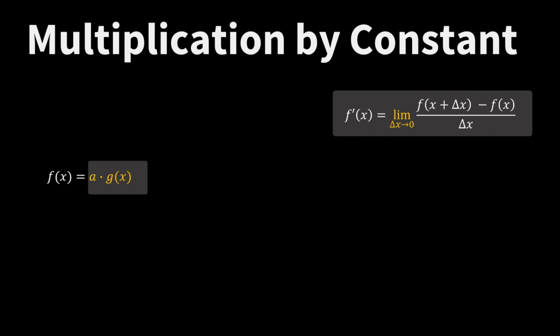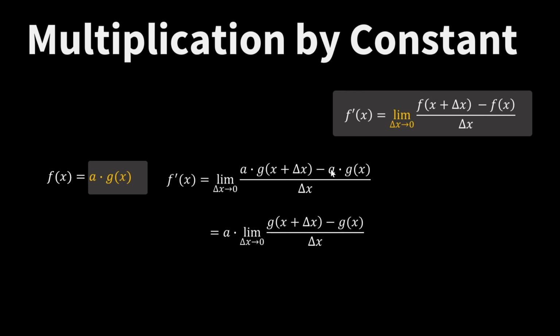We need 2 more rules for the derivations in this tutorial. I will prove both because I want this tutorial to be completely self-contained. So here's the next one, multiplication by a constant. The question is, what is the derivative of a times a function g of x? As before, we plug this function into the limit. Now f at x plus delta x is a times g at x plus delta x, and f of x is a times g of x.